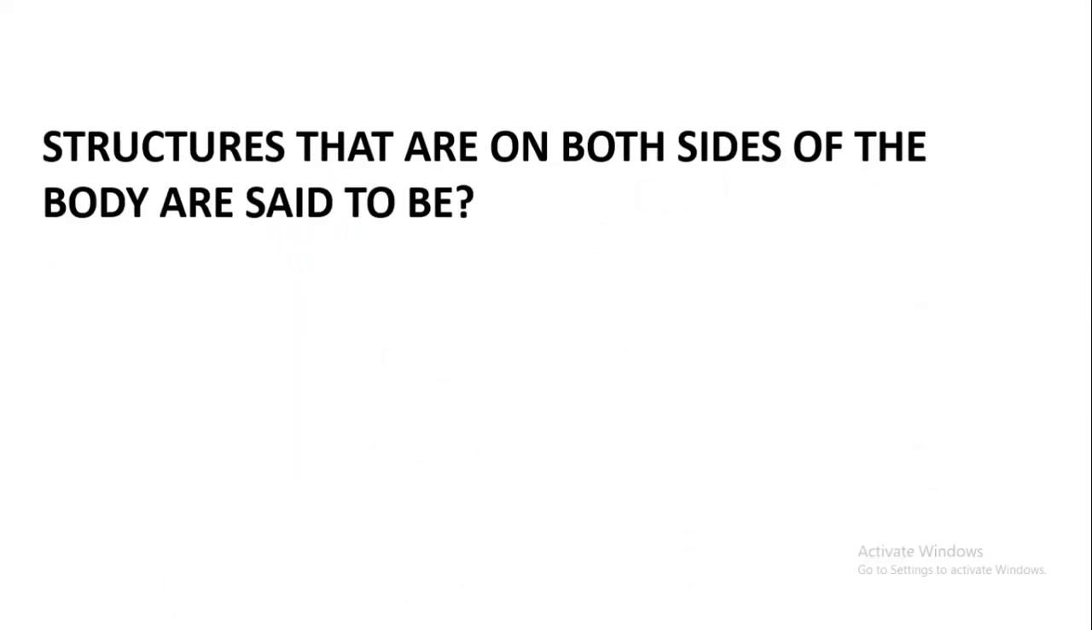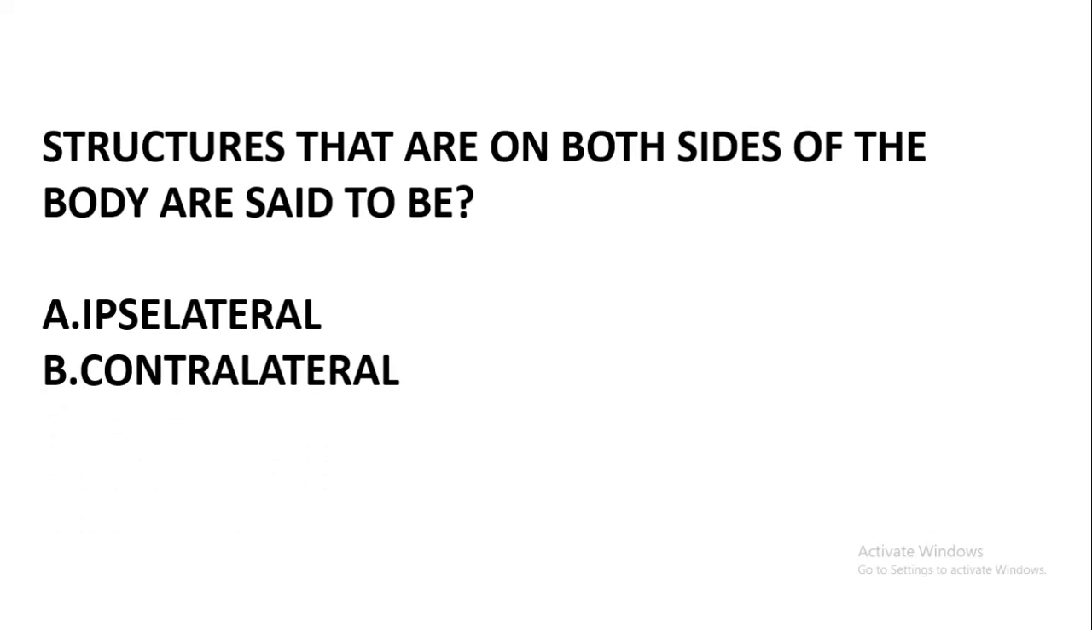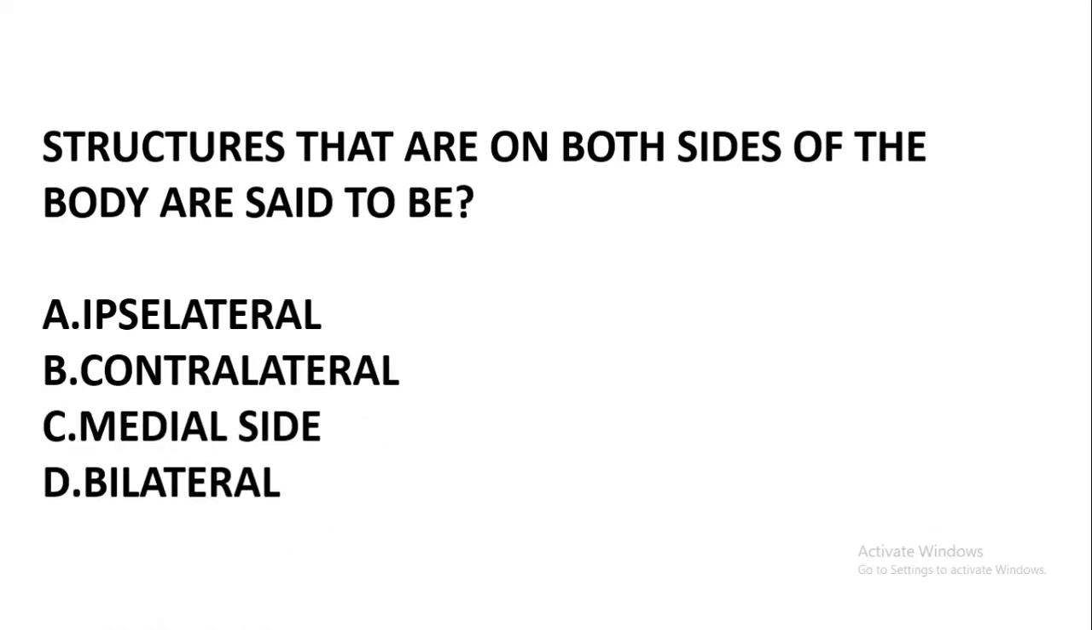Okay, let's quickly look at another term. Structures that are on both sides of the body are said to be: 1. Ipsilateral, 2. Contralateral, 3. Medial side, 4. Bilateral. When you talk of ipsilateral, it is just talking about the same side of the body. That's where you can consider ipsilateral.